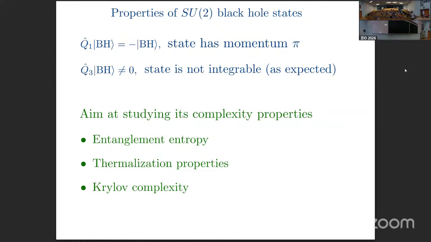So what you can do, first of all, is to try to see how it behaves under a translation by one site. And you find that if you act on it with the translation operator, then you get minus the black hole state coming back, which means that it has momentum pi. You can also check for integrability. And again, you find that the black hole state is not integrable, which again is not really a surprise. So we cannot expect to find this overlap in a closed form, but we can try to study the state in various other ways. We can look at its entanglement entropy, thermalization properties, and maybe its preloop complexity.